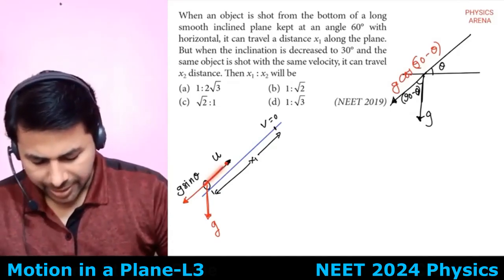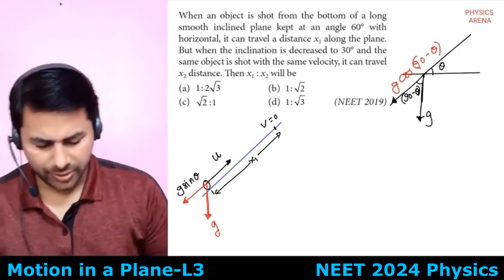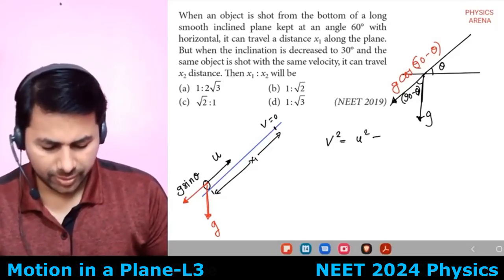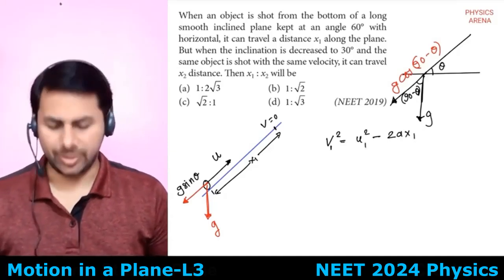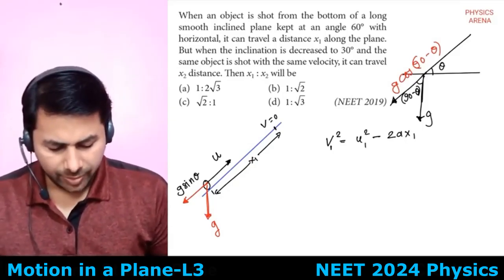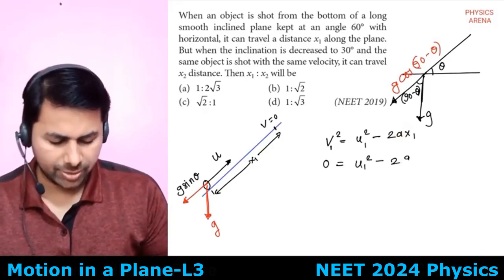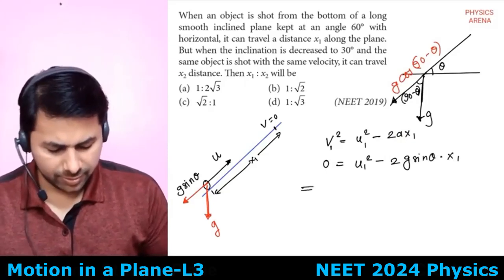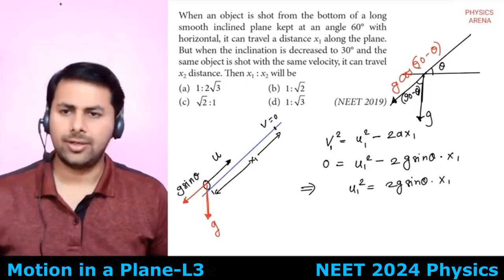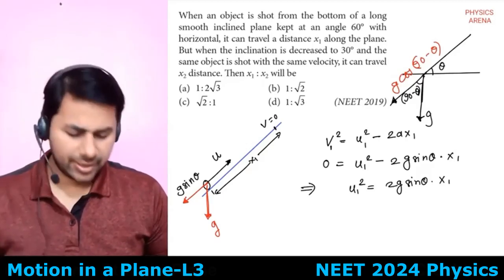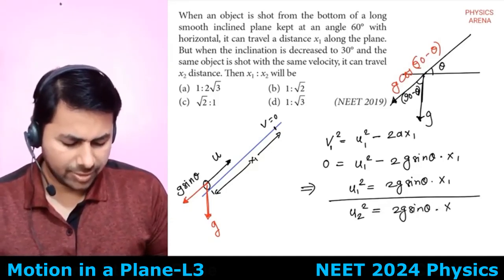Then is it helping the velocity or is it opposing the velocity? Opposing the velocity. So you can write v square is equal to u square minus 2ax1. Let's put suffix 1, we are discussing the first case. So acceleration is equal to g sine theta, and final velocity will be 0. You have u1 square minus 2 times g sine theta into x1, which means u1 square is equal to 2g sine theta times x1. Similarly, for the second case, you are only changing theta, everything else is similar. You can say u2 square will be equal to 2g sine theta times x2.